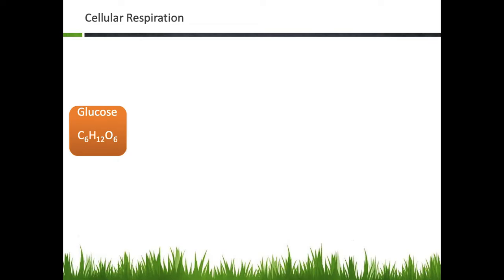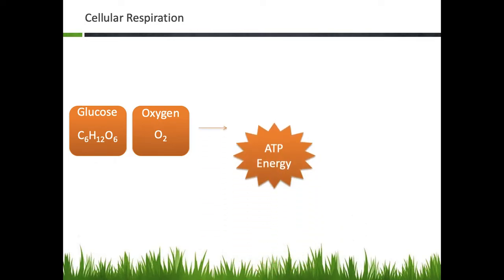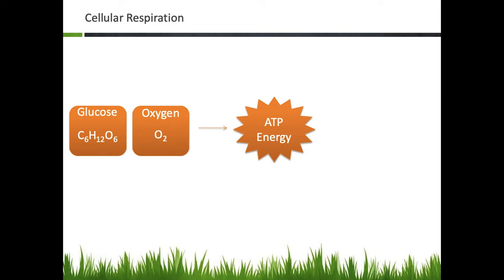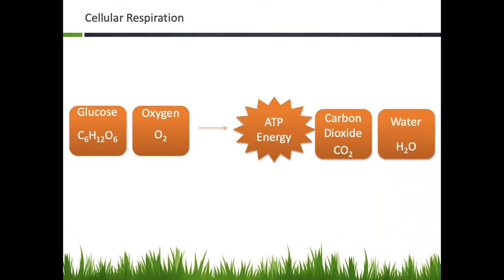Also, fill in the steps of cellular respiration on the bottom of that page. Glucose plus oxygen gets converted to ATP energy, carbon dioxide, CO2, and water, H2O. Pause the video here so that you can copy down these notes.